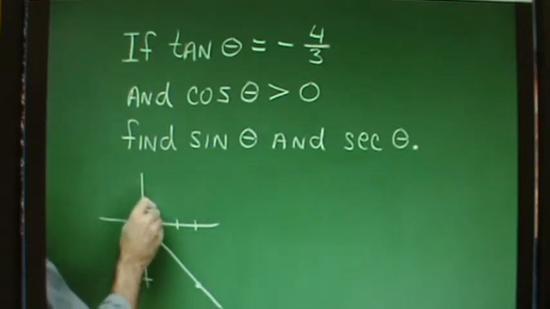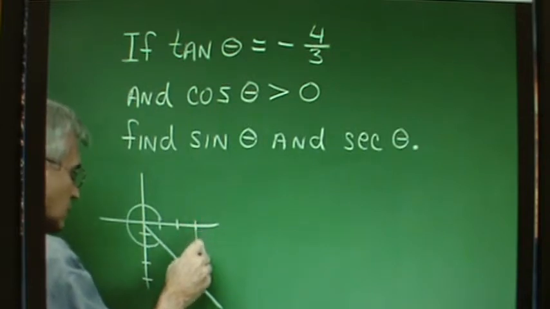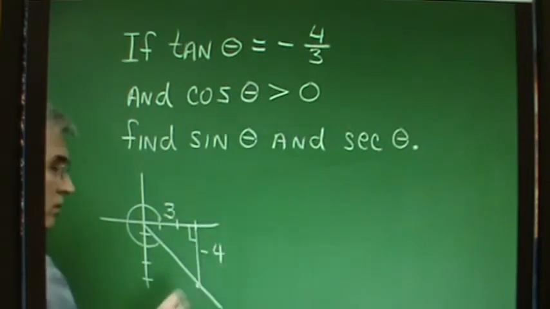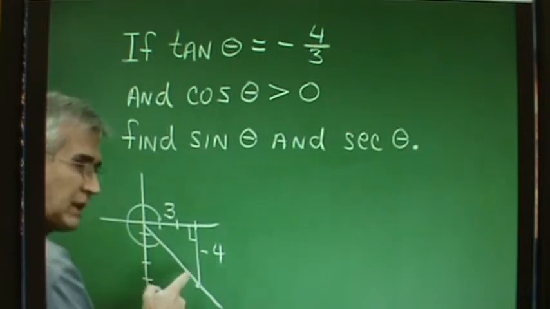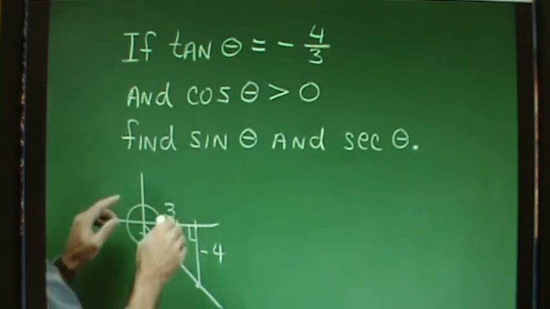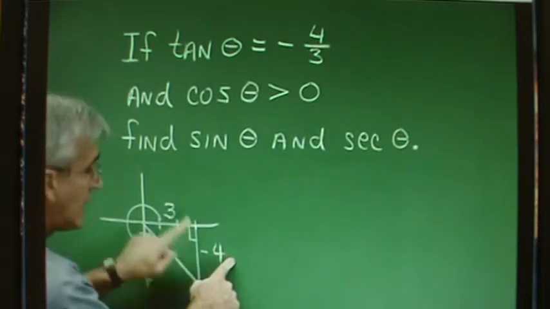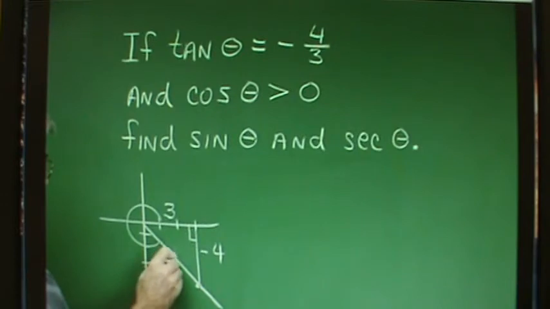Now this is our angle, and this is our reference triangle, and this distance is 3, this is negative 4, and we can easily find the distance r here. After all, it's using the Pythagorean relationship: 3 squared is 9, plus negative 4 squared is 16, 9 and 16 is 25, the square root of 25 is 5 for the value of r.